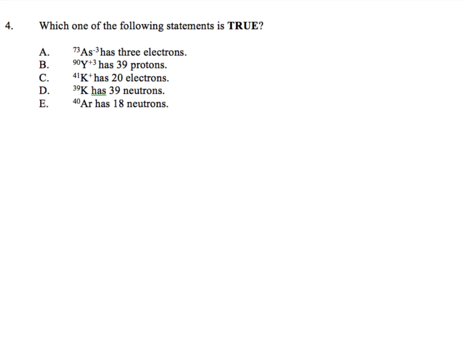So 73 As -3 has 3 electrons. Okay. So look on the periodic table and find element As. Its atomic number is 33. That tells us that regardless of what ion it is, it has 33 protons.